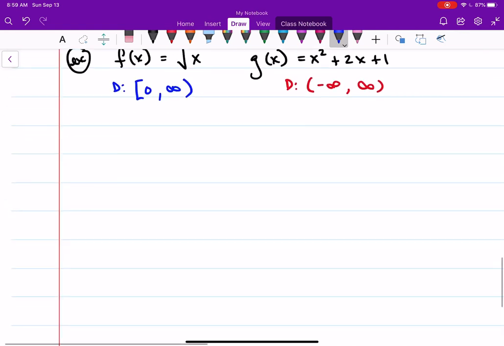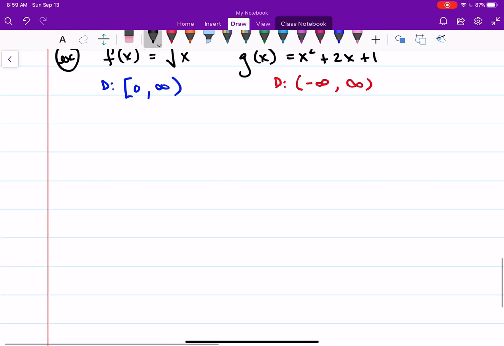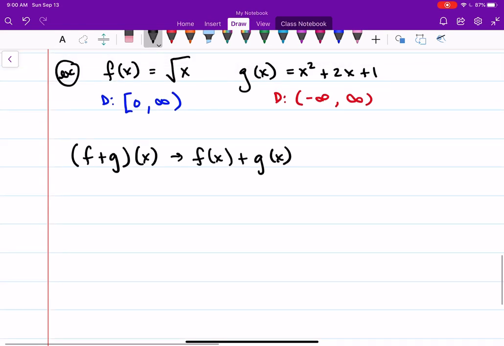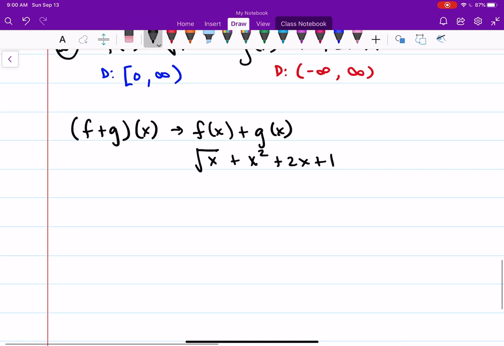Okay, so if I was to do, let's say, f plus g of x, which means I have to find f of x plus g of x. So let's say I do the square root of x plus x squared plus 2x plus 1. So what would be my domain here? Well, I don't really have a concern there. It went from negative infinity to positive infinity. And then over here, I have it going from 0 to infinity, okay?